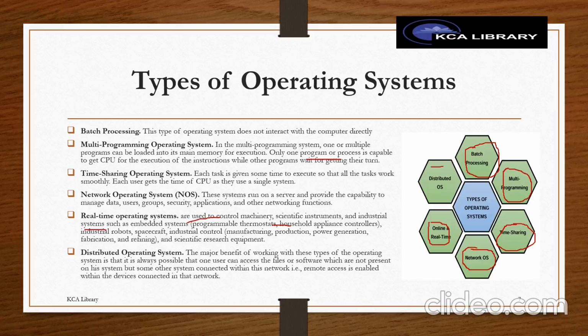Then we have the distributed operating system. In this kind of operating system, it is possible for one user to access files or software which are not present on their system but are on other systems connected within the network. For example, remote access is enabled within the device, and they can access resources that they don't have on their system.